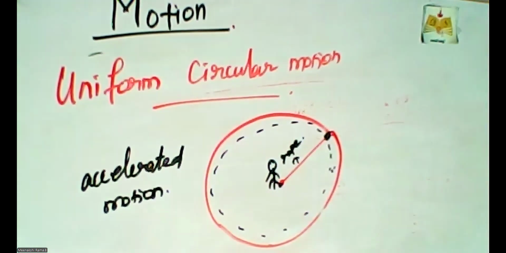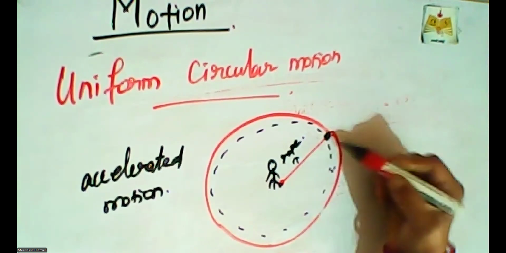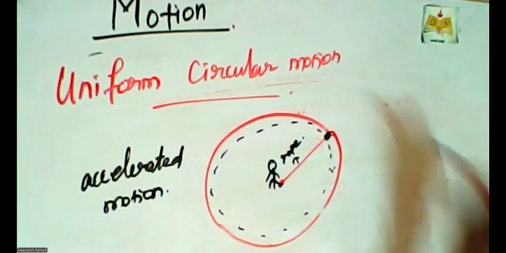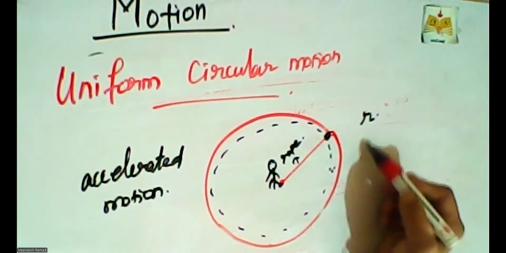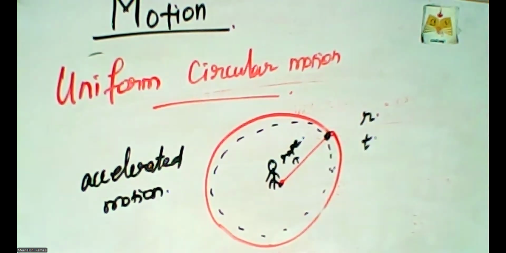Or thread. He tied one stone to this thread and rotates the thread in a circular path, the stone moving along a circular path of radius R. The time taken is mentioned as T. So the speed of that stone is calculated as circumference divided by time taken. That is, the formula is 2 pi r by t.